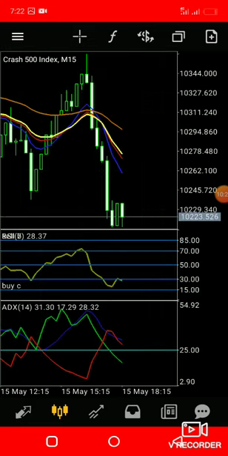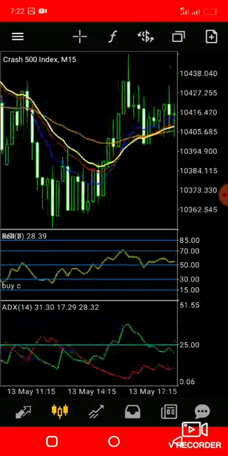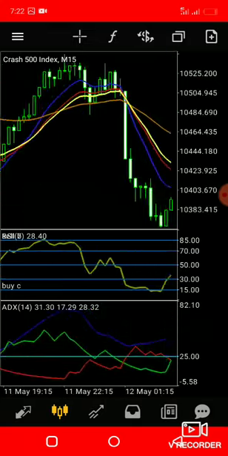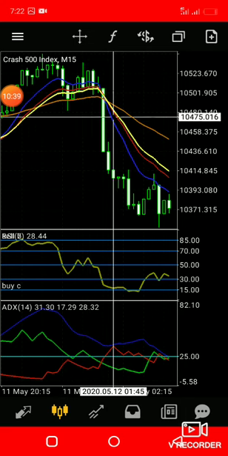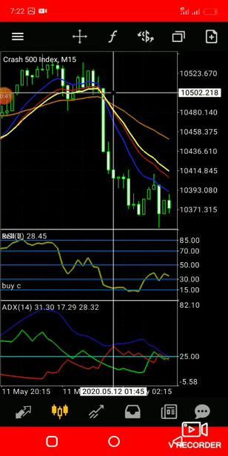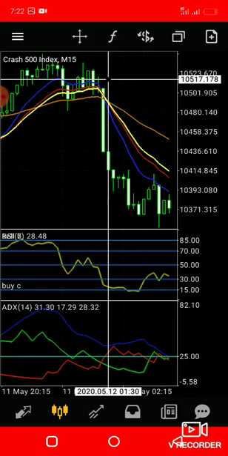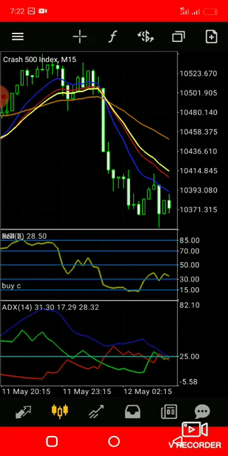Now let's go to Crash 500. Now you see Crash 500. Let's go to past data. Look at what happened here. The condition for the sell happened here, and the market sold. So if we had entered the market here, we would have still been in profit. Trust me, this strategy works very well.